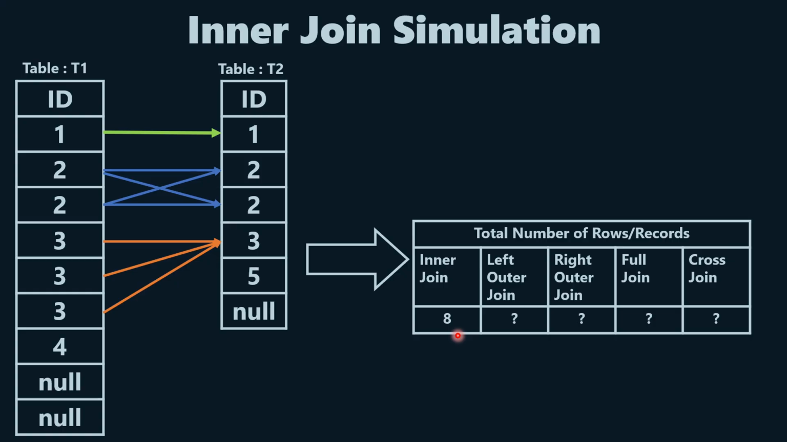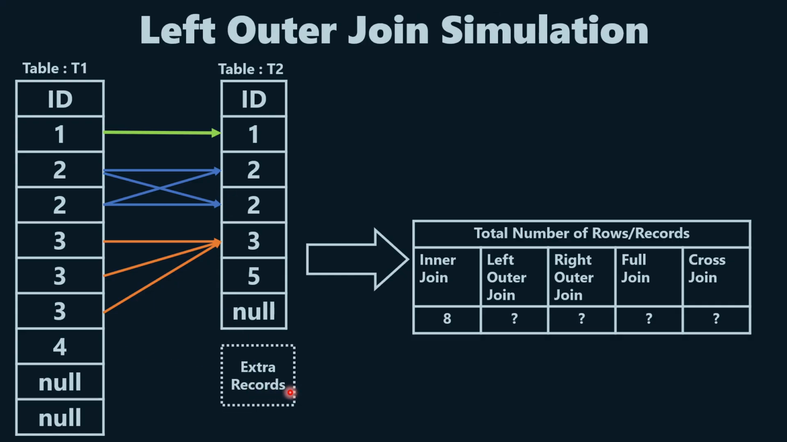Now let's move on to the left outer join. The left outer join is the equi join plus the rest of the records. So here we have extra records, like 4, because we are using the left outer join. We take all the matched records from T1 plus the unmatched records from T1. So this is the 4, and here are the 2 null records. Total 8 plus 3, 11 records. So we got 11 records by using the left outer join.